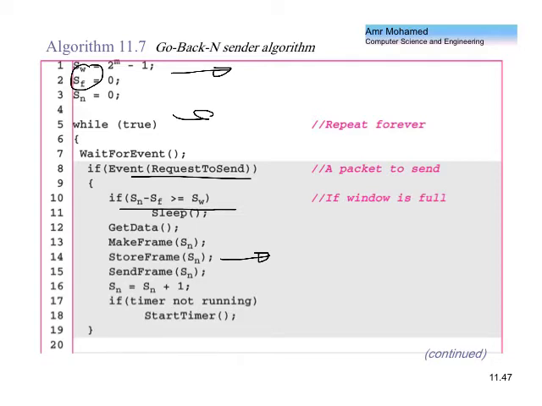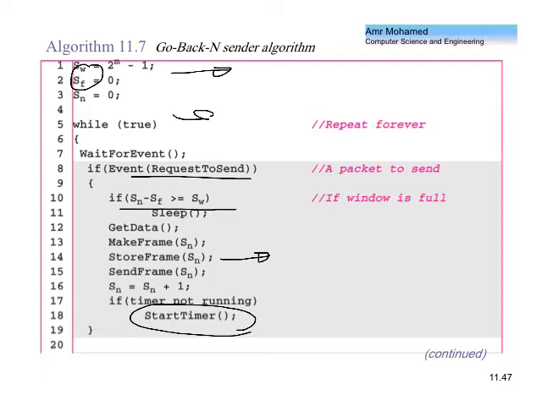The other thing I need to do is that if the timer is not started, then start it. One thing to pay attention to here is that even though I'm allowed to send multiple frames within the window, I'm using only one timer. That's why I'm saying start timer. I'm not starting a specific timer. It's just one timer for the whole transmission.